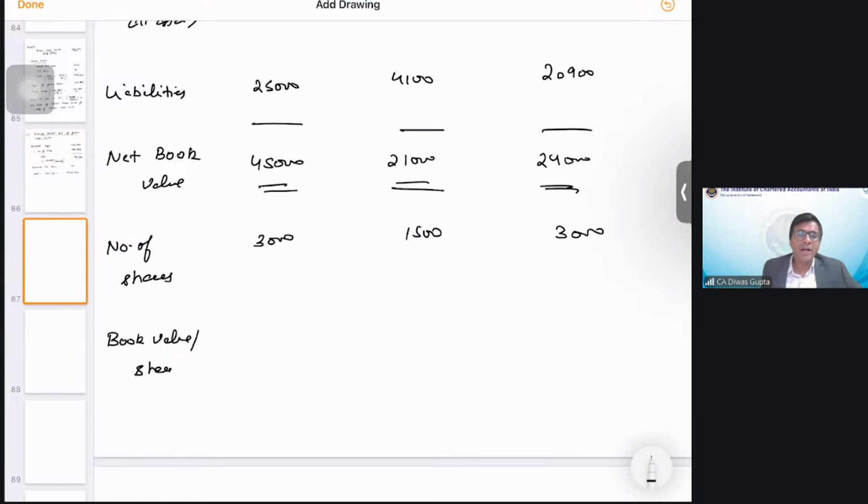45,000 divided by 3,000 is 15. 21,000 divided by 1,500 is 14. And 24,000 divided by 3,000 is 8. So these are the respective book values per share of all the three situations put together: before demerger and after demerger of both the companies.